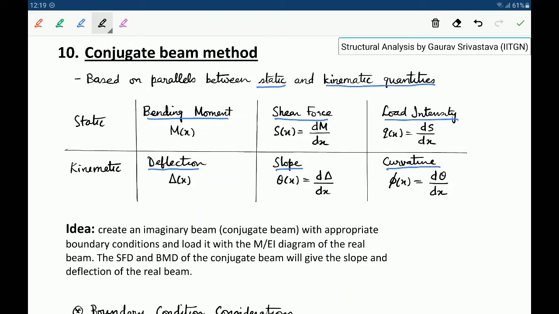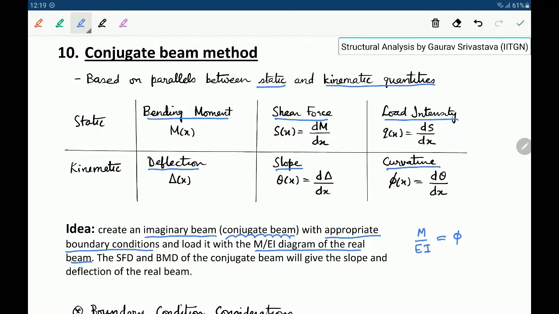more work. So the basic idea behind the conjugate beam method is that we create an imaginary beam, which is called a conjugate beam, with appropriate boundary conditions, and load it with the M by EI diagram of the real beam. And recall that M by EI of any beam is also the curvature of the beam. So M by EI is essentially a geometric property.